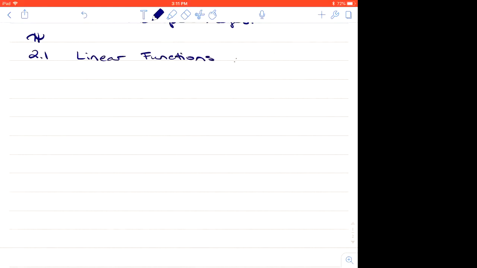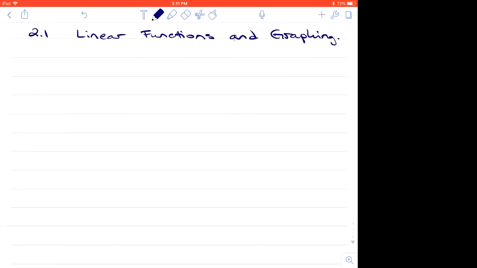Linear functions and graphing. Graphing's kind of fun. In this course, we'll only graph straight lines, right?